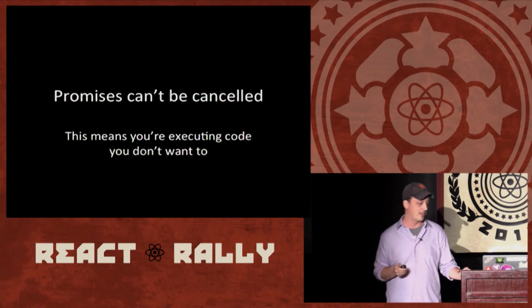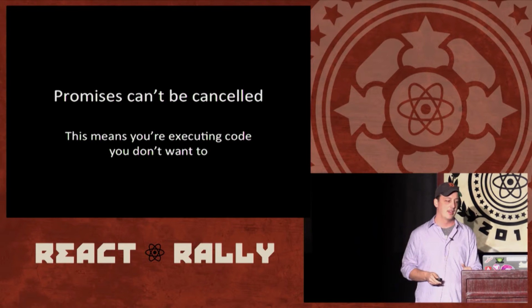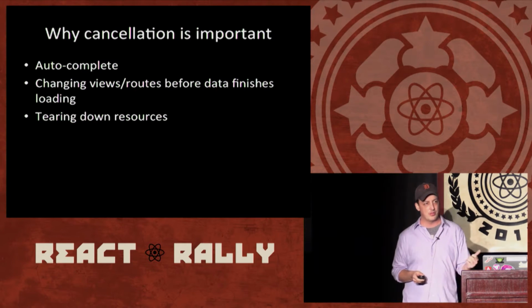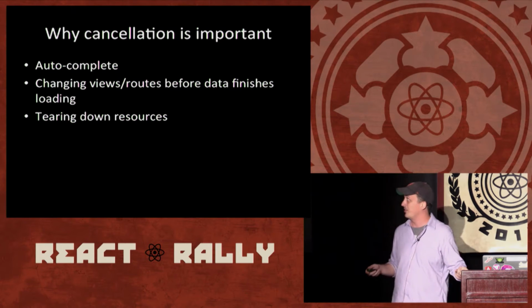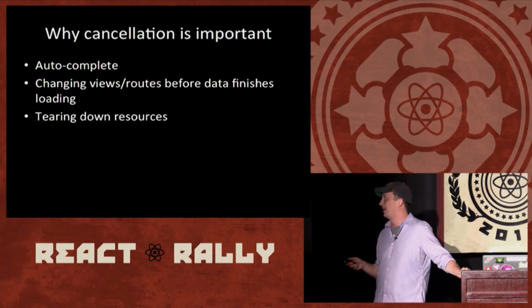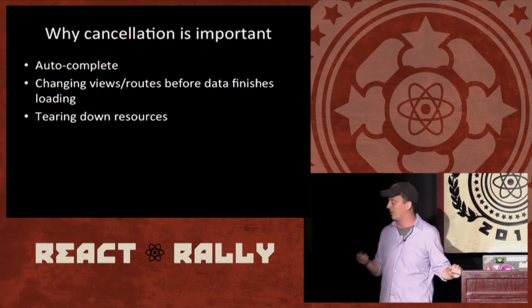You're probably going to execute some code you didn't want to. And you want cancellation. Cancellation is important. So here are a few really minor examples of where you might want cancellation in an app. You probably want it in a lot more places than this.